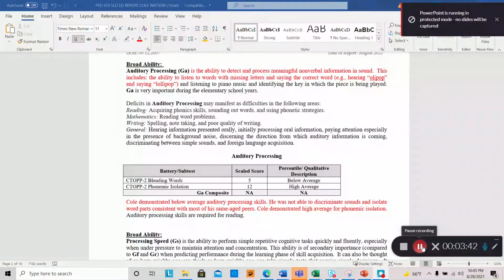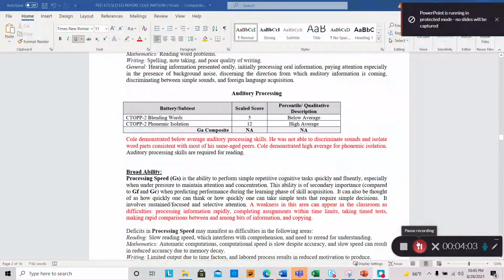for auditory processing, it focuses on the ability to detect and process meaningful nonverbal information and sounds. An example would be listening to words with missing letters and saying the correct word, hearing something like "olipop" and saying "lollipop." For processing speed, a weakness in this area can appear in the classroom as difficulty processing information rapidly or completing assignments within time limits, taking timed tests, making rapid comparisons between and among bits of information, and copying.